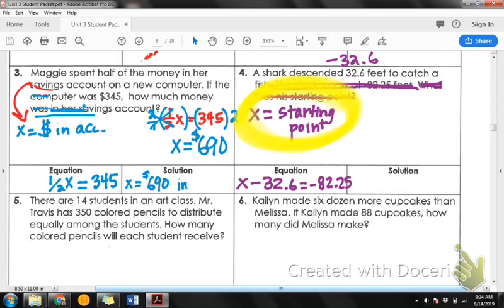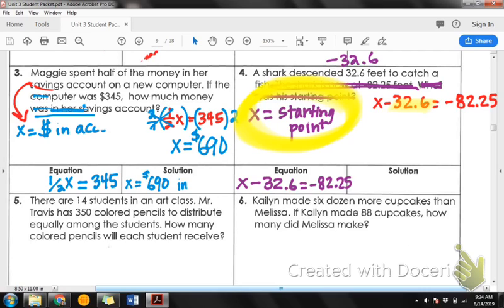X minus 32.6 equals negative 82.25. Think about where your X is. How do we get rid of this negative 32.6? Put another one under it, but what operation are you doing? Are you adding it? Are you multiplying it? Are you dividing it? What should we do here?